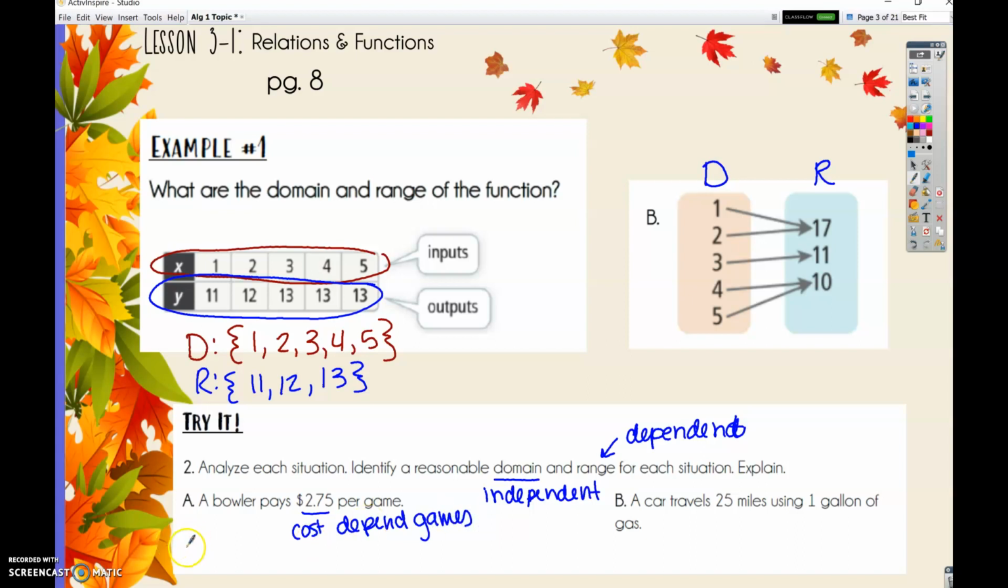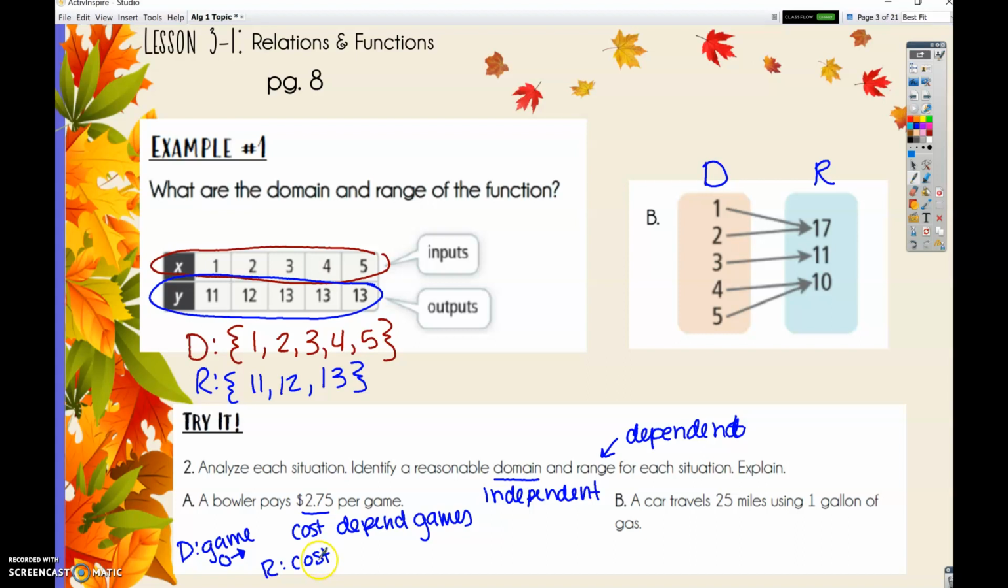So my domain is the games that I choose to play, and the range is the cost. When they ask for a reasonable domain or range, we know you can't play negative games, so my domain would be 0 until you run out of time. Maybe 0 to 20 games. You could decide how many you might play in a session. And your range is the cost.